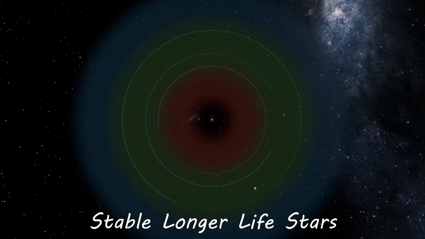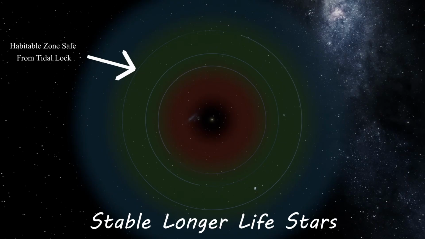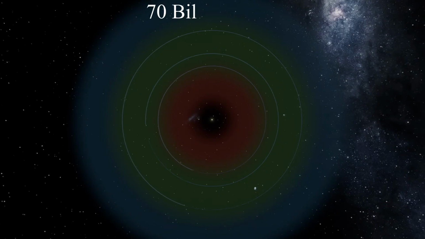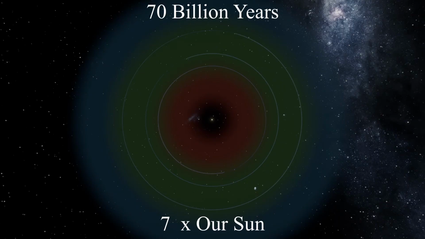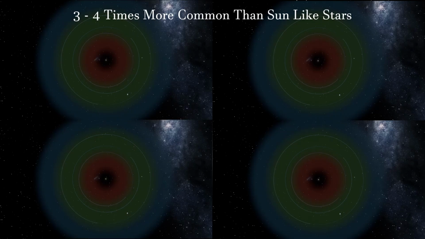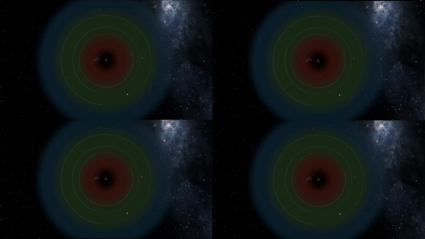These stars are particularly interesting when it comes to the search for extraterrestrial life, due to their stability and long lifespans, staying main sequence for up to 70 billion years. They are also 3 to 4 times more common than stars like our sun, which makes them more abundant, and due to this abundance and being around the right temperature, they are perfect for habitability.